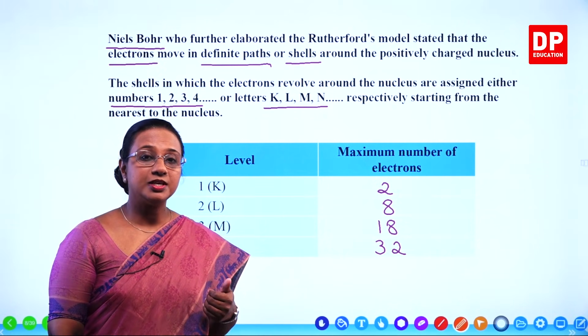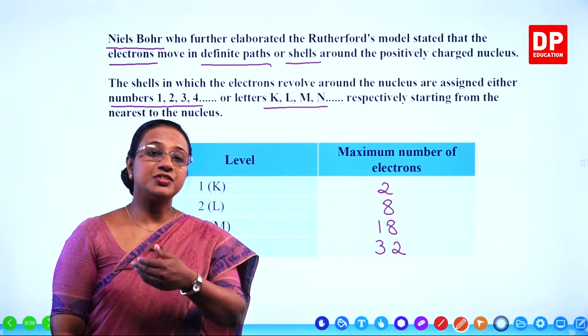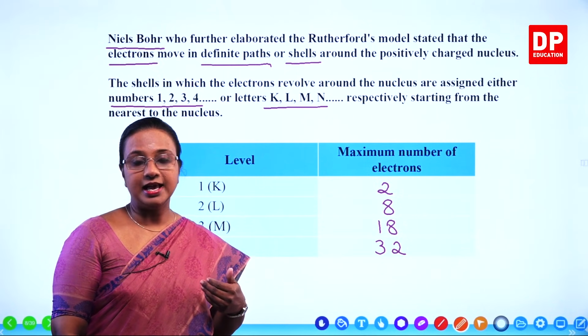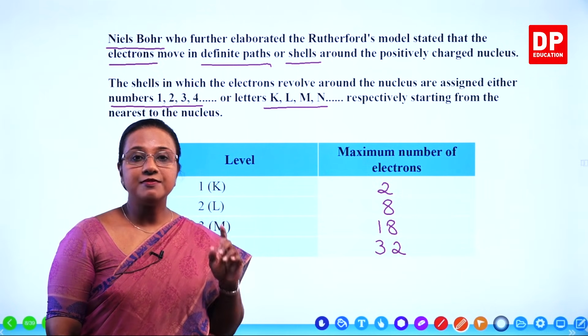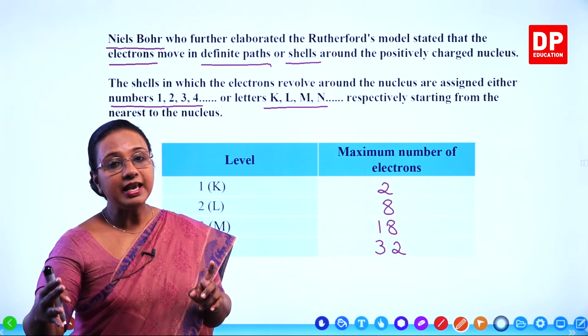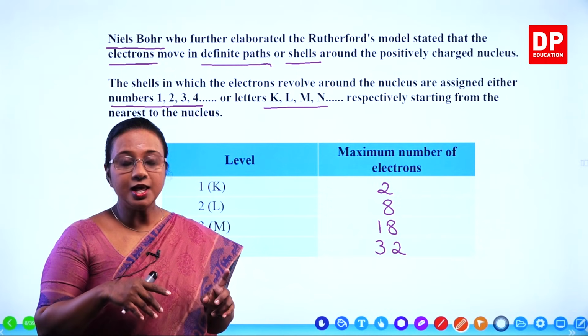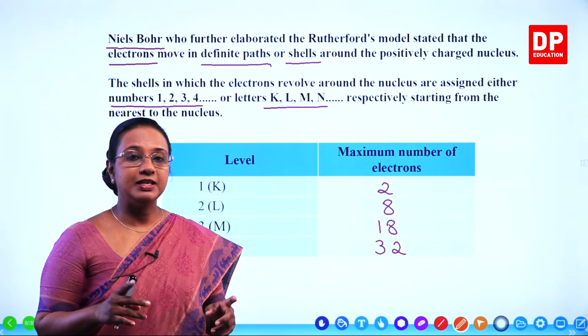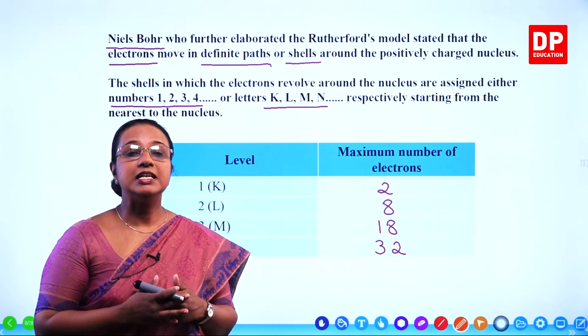And remember students, when electrons get added to these energy levels, first they fill up the first shell, 1 and 2, then another 8 go to the second shell, and only once that is completely filled, they will go to the next shell.